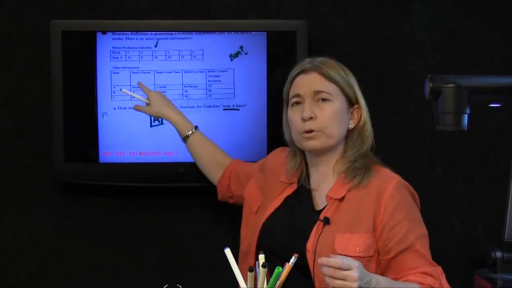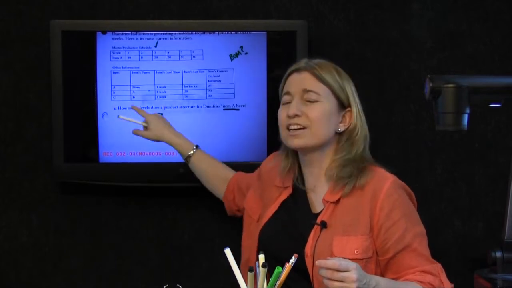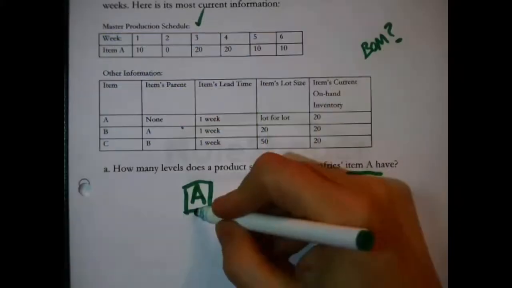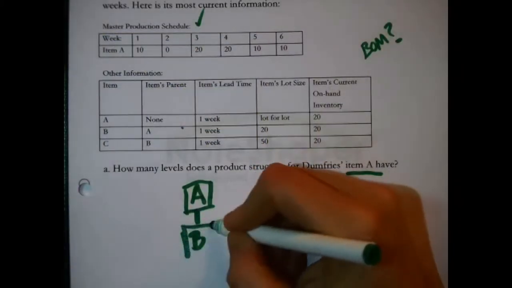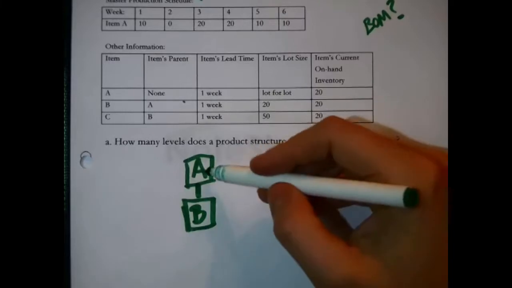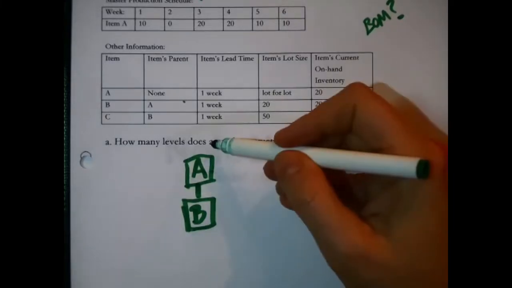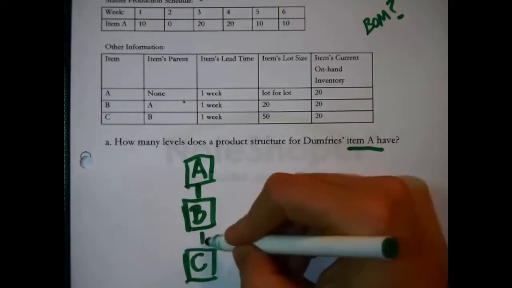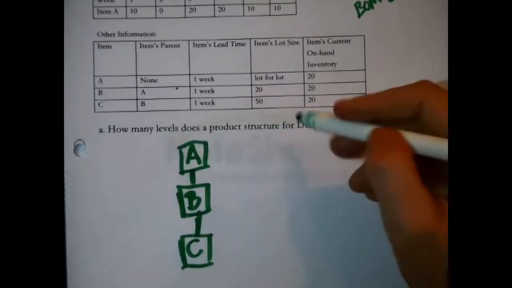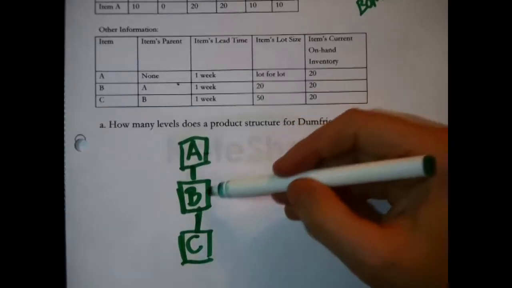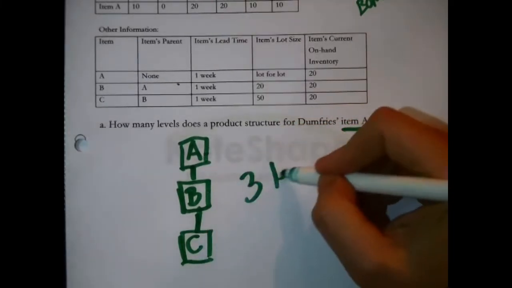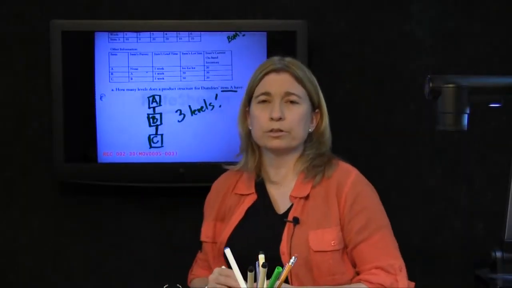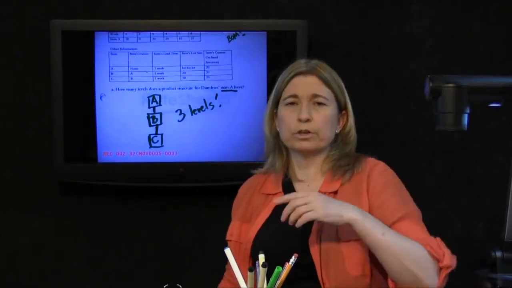Well, here's where the bill of materials is. The bill of materials is essentially right here in this problem, because it says that B has A as a parent, which means that if you were to illustrate it as a product structure diagram, it would look like that. And then it says C has B as a parent, so that's what that would look like. The question here is how many levels? 1, 2, 3. That's pretty easy to answer. You already took care of the first question. That particular finished good has 3 levels.